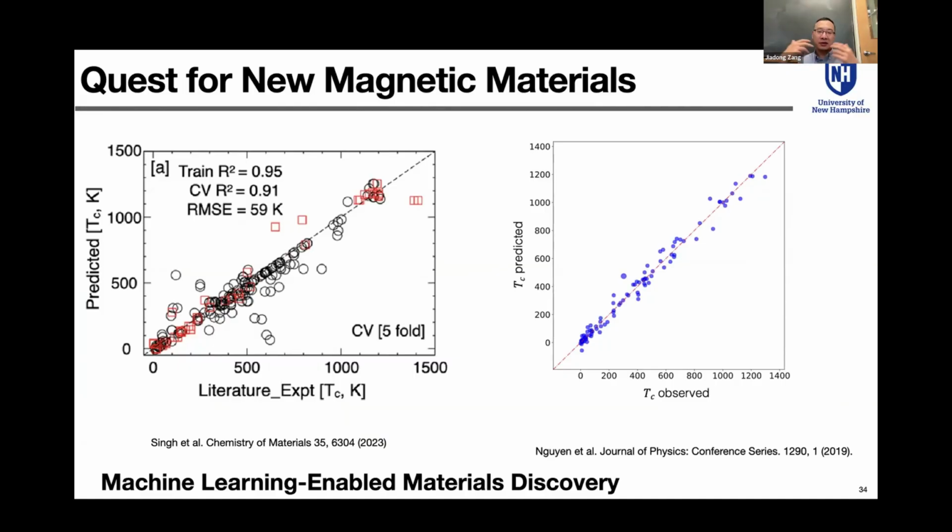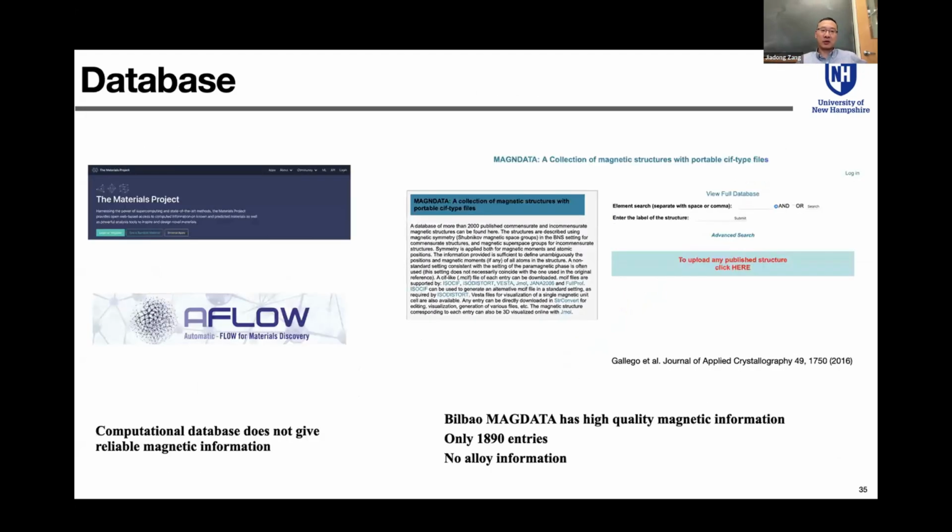In the past years, we have witnessed the rise of machine learning techniques. And if there is a large database, we can predict new magnetic materials. But for the magnetic community, we are seeing the lack of a large magnetic database. For example, there are some databases like Materials Project and AFLOW, but they're from computations. And sometimes the DFT calculation doesn't give you the correct magnetic information like Curie temperature or Néel temperatures.